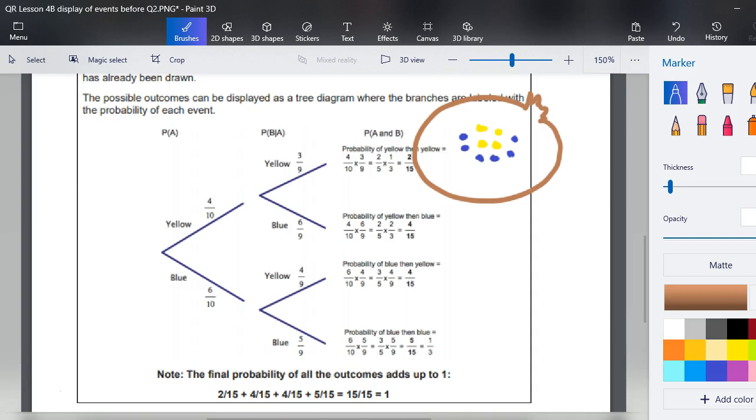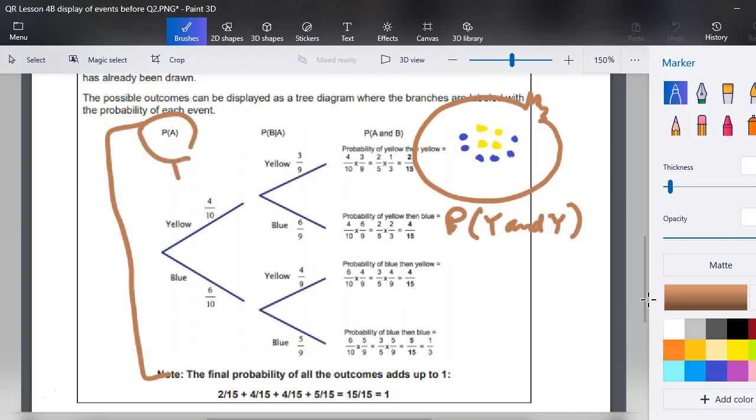We have me drawing a balloon-looking thing with a smiley face and dots in it. But what this whole diagram is trying to explain to us is the probability of drawing a yellow ball and then drawing another yellow ball. They're explaining it using the tree diagram with the events here and the events here.